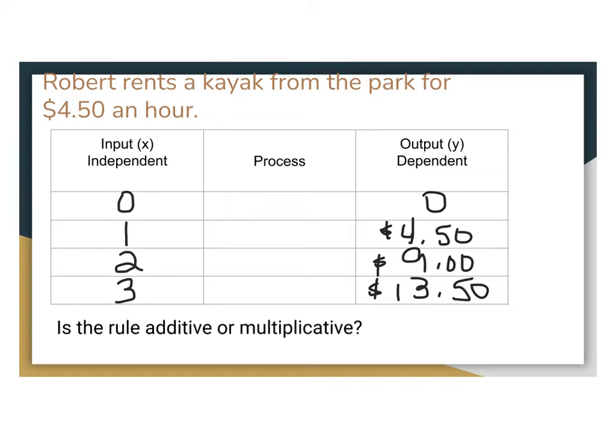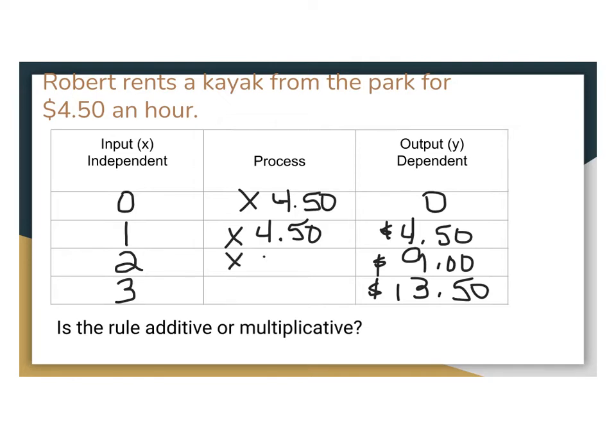Basically, I would need to figure out the process. The process would be times $4.50, because in 1 hour it is $4.50. $4.50 times 2 is $9. $4.50 times 3 is $13.50. So that's going to be times $4.50. And even though we didn't rent it at all, we still would multiply 0 by $4.50, which is still 0.